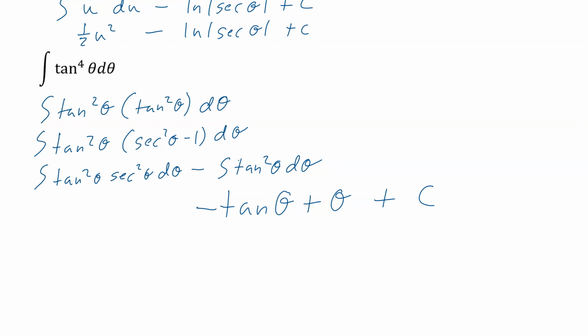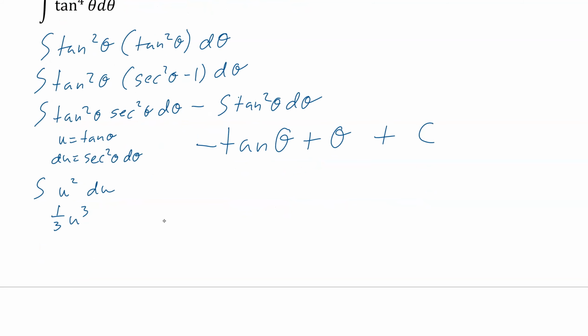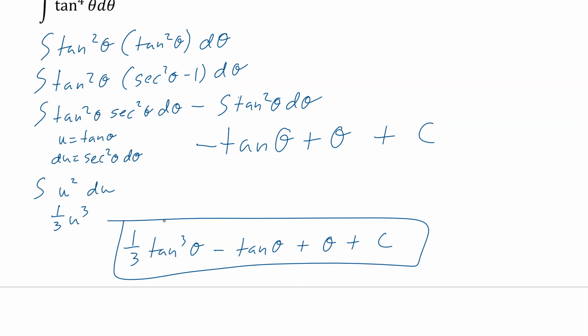And then now we have to deal with this one. Well, this is just an even secant. So what do we do with an even secant? That's right, you make it u equals tangent theta, du equals secant squared theta d theta. We're supposed to pull off a secant squared. It's already there. So now we can just do a quick little u substitution. So u squared du. So this is 1/3 u cubed. And plugging it all together now, 1/3 tangent cubed theta minus tangent theta plus c. And there you have it.